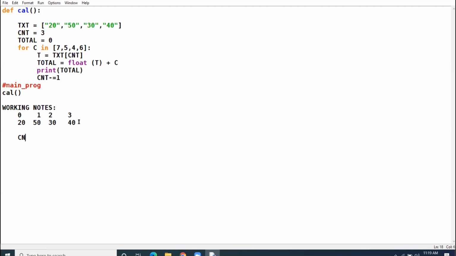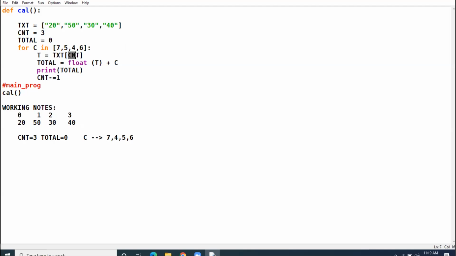Next we have a variable count, CNT, whose initial value is 3. Then we have a variable total whose initial value is 0. Then we have a for loop and the looping variable is C, and C will have 4 values: 7, 4, 5, 6. The C variable, which is the looping variable, is going to have these 4 values. Let's start the working.